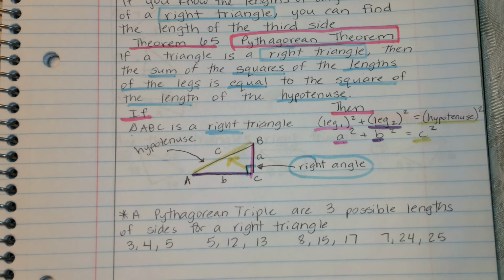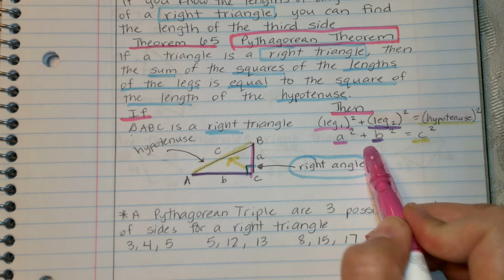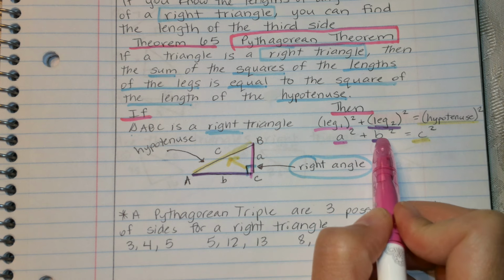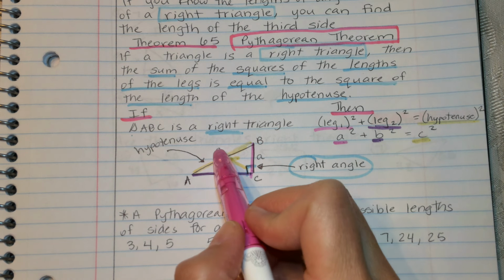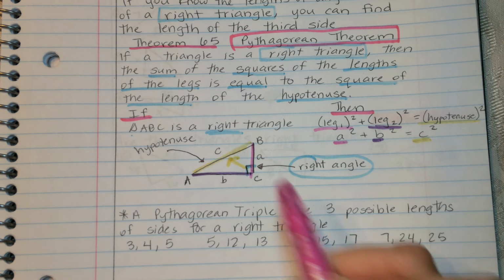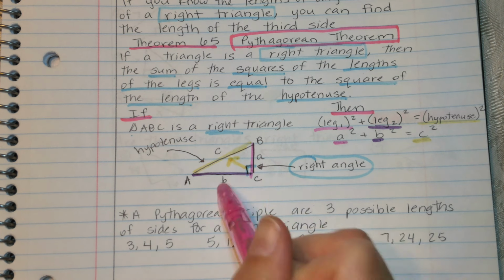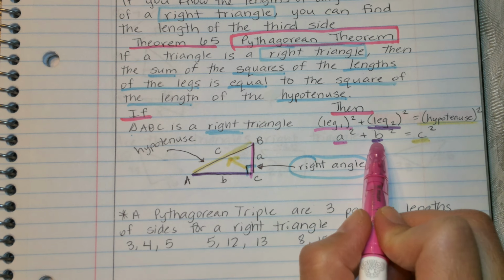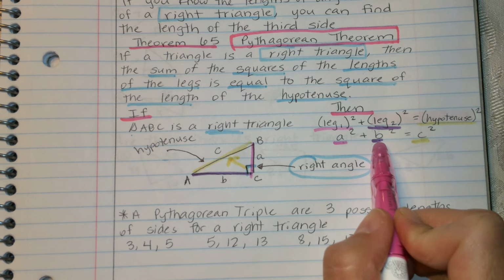Okay, so what you really need to remember, A and B can switch. It doesn't matter which one you call A or B, the little a and the little b. But the C is always the hypotenuse. Always look for the right angle. Just draw a line straight across, and that tells you what C is. A and B don't matter. You can switch it. Because for addition, it's the same thing. It's the commutative property. You can switch the order and it doesn't matter.